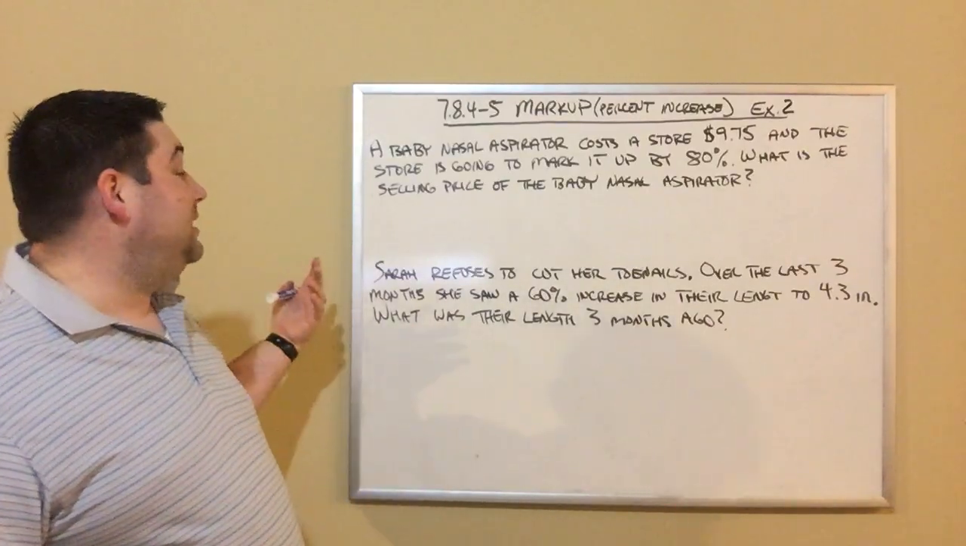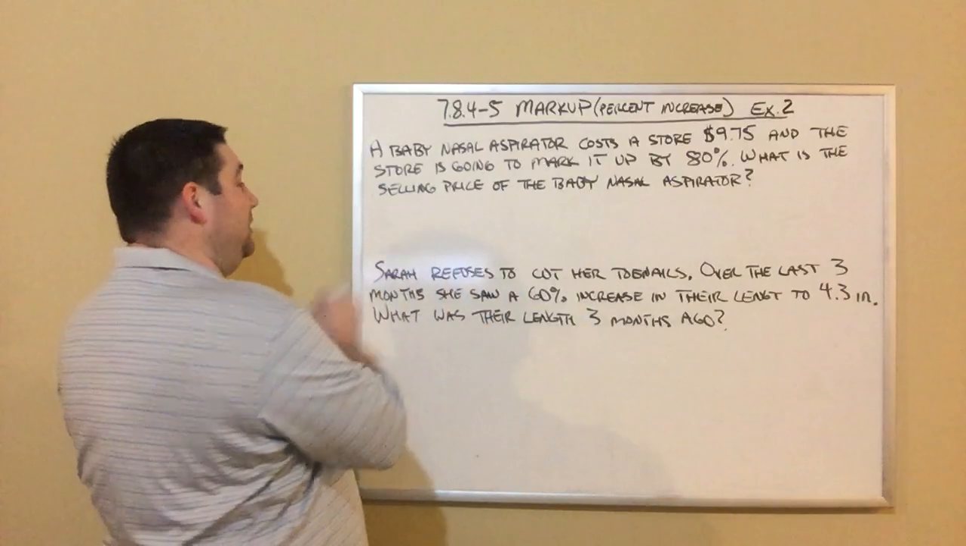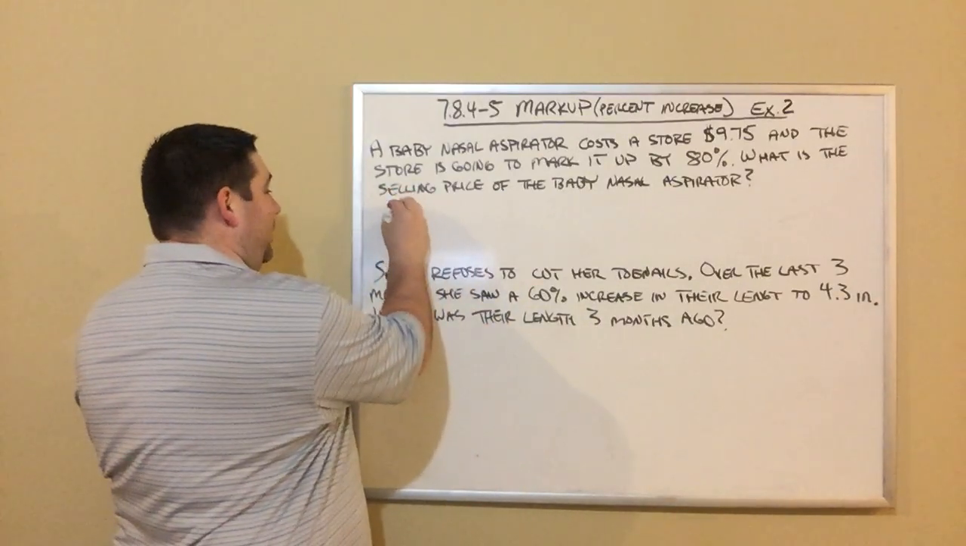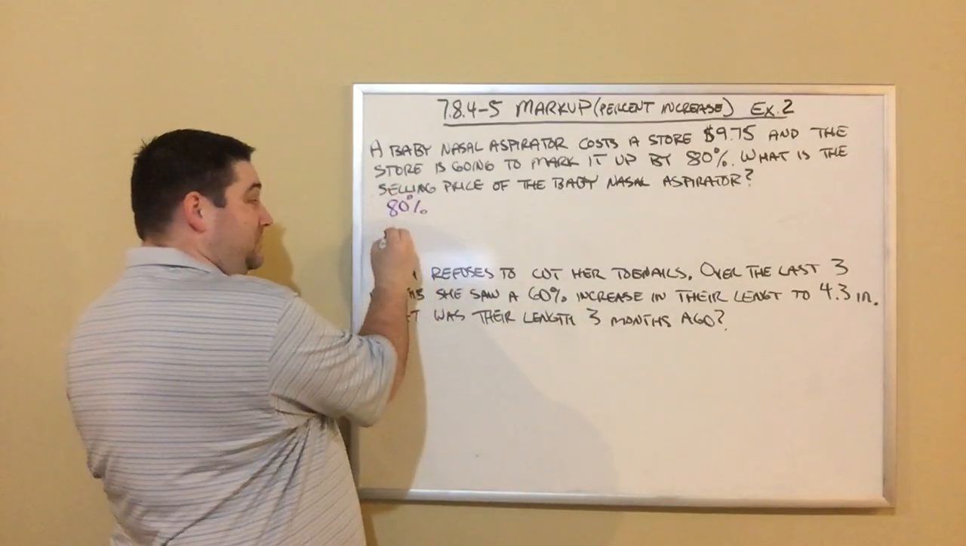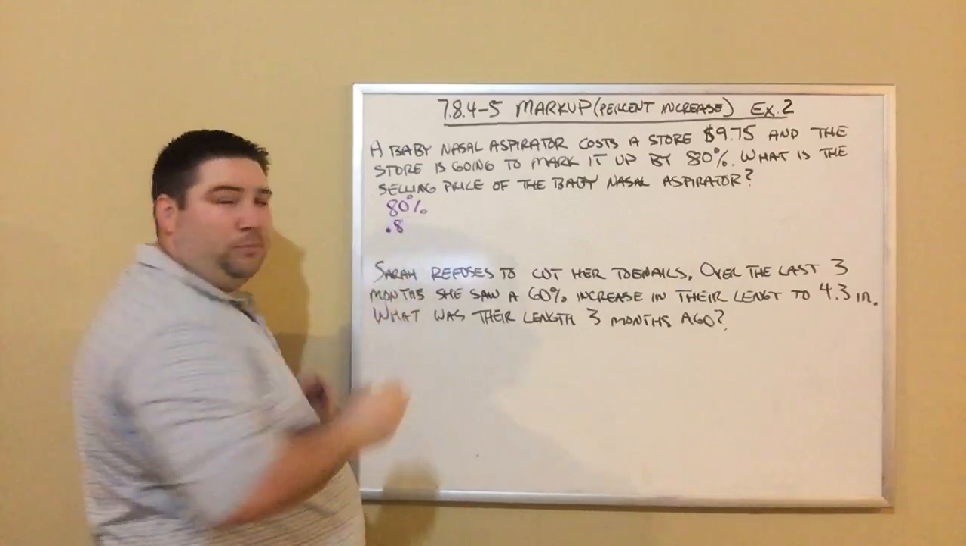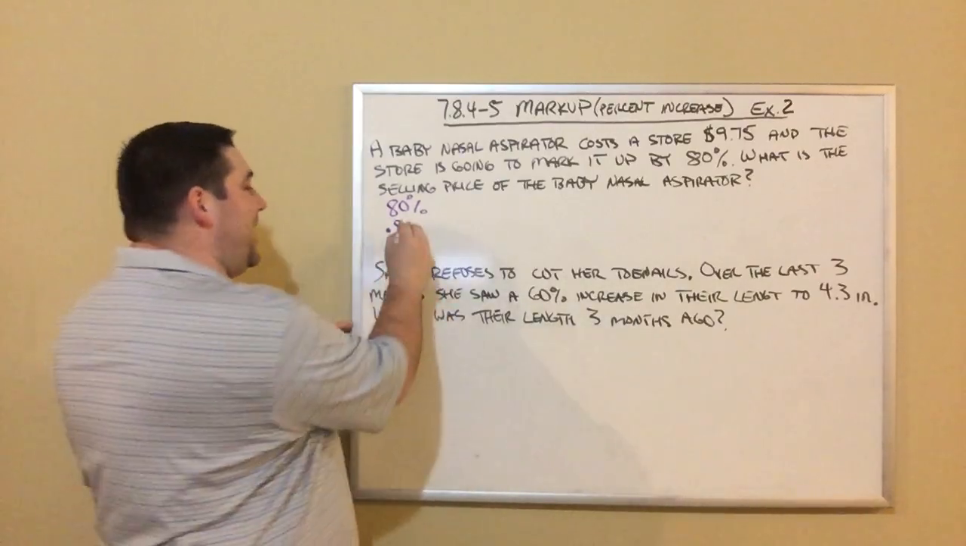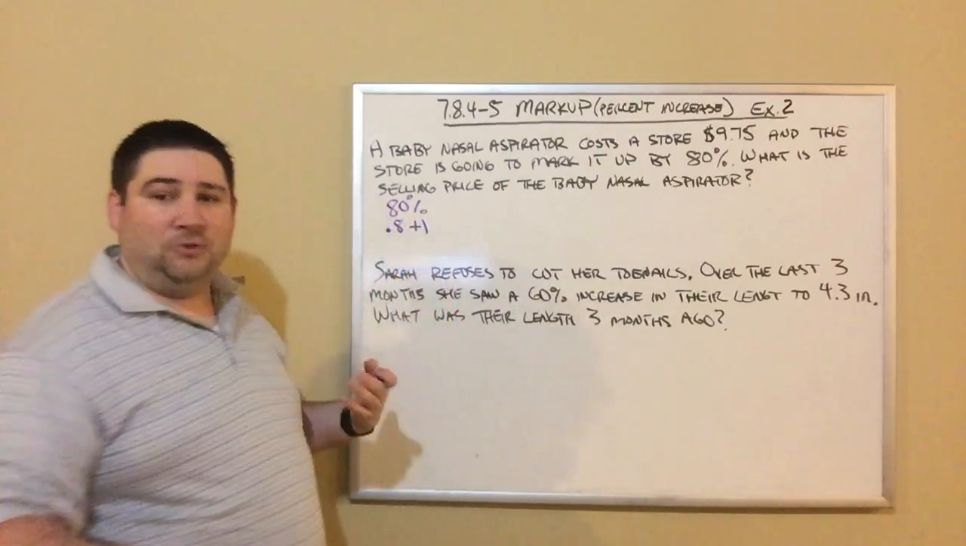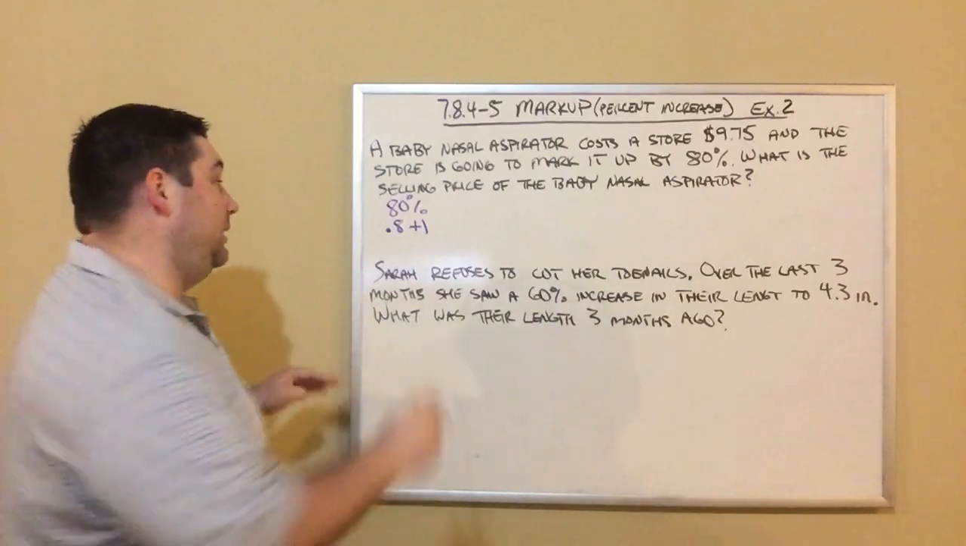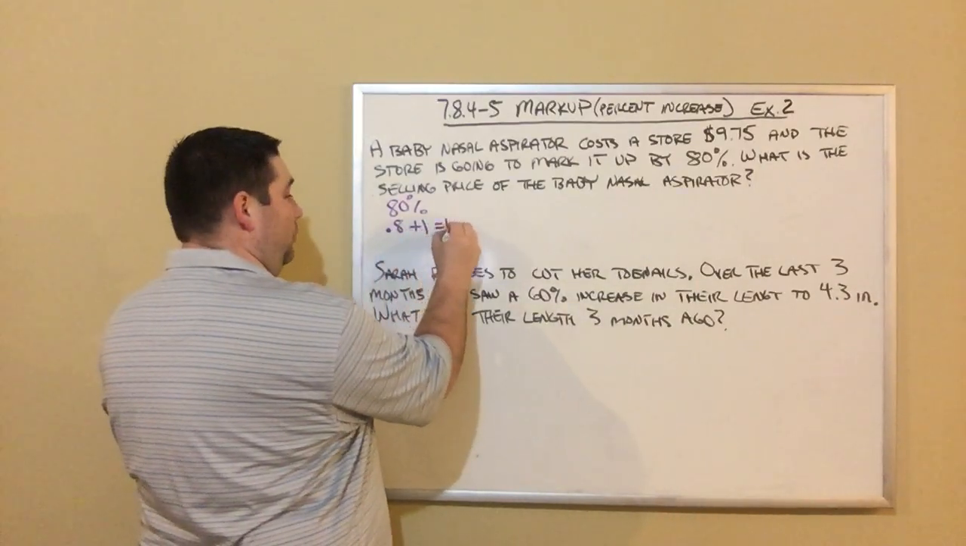So let's see here. We're going to take the 80%. We know it's a markup. Whenever we have a markup, we can take that 80%, make it a decimal, and that would be 0.8 or 0.80. It doesn't matter. And we add 1. Remember, that's on your notes there. Every time it's a markup, you add 1. 0.8 plus 1 is 1.8.